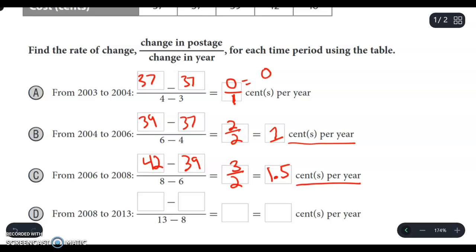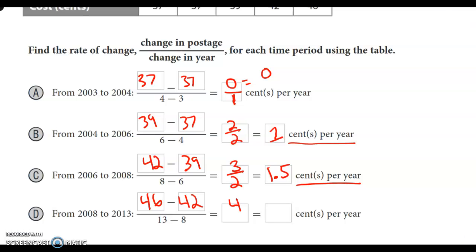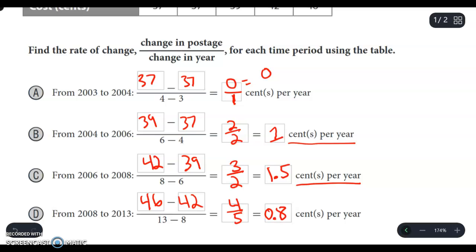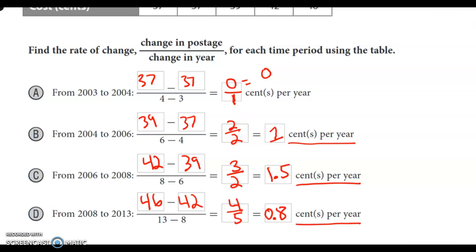Now from 08 to 13, we're looking at 46 in 13 minus 42 in 08. And that's going to get you 4. But it's over a longer span of years. So 13 minus 8 is 5. So the change here is 0.8 cents per year. Alright, so that is the change coming from a table.